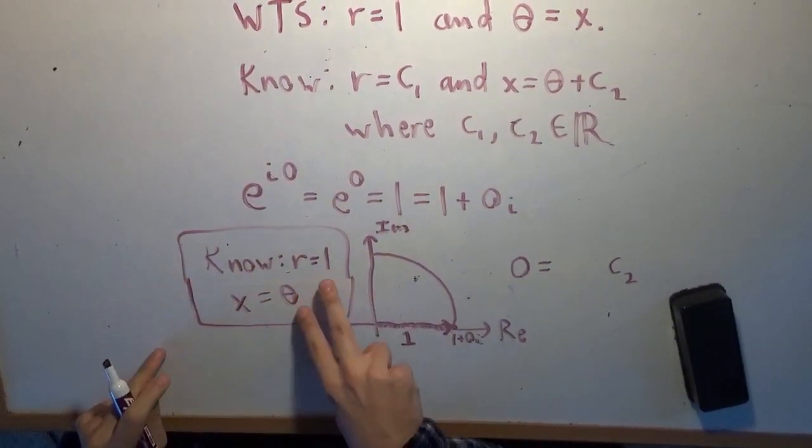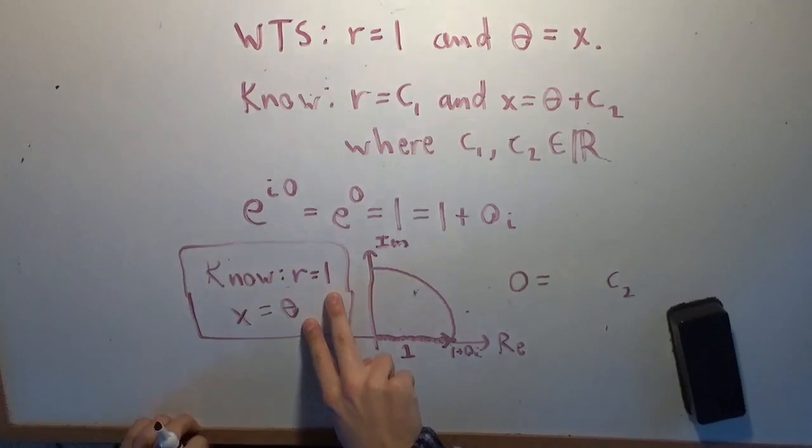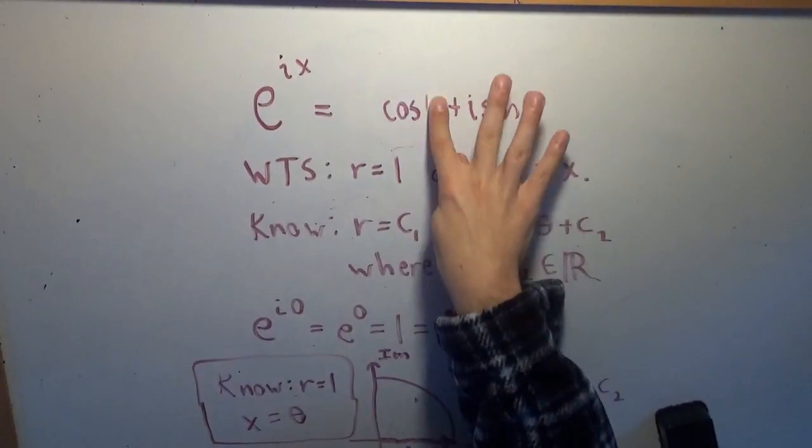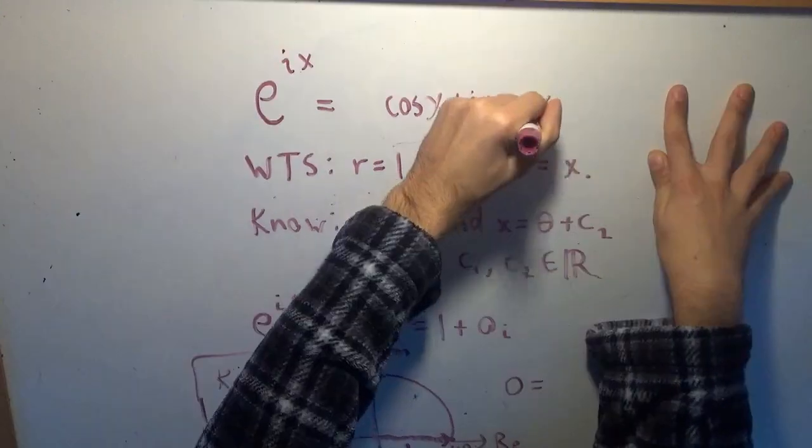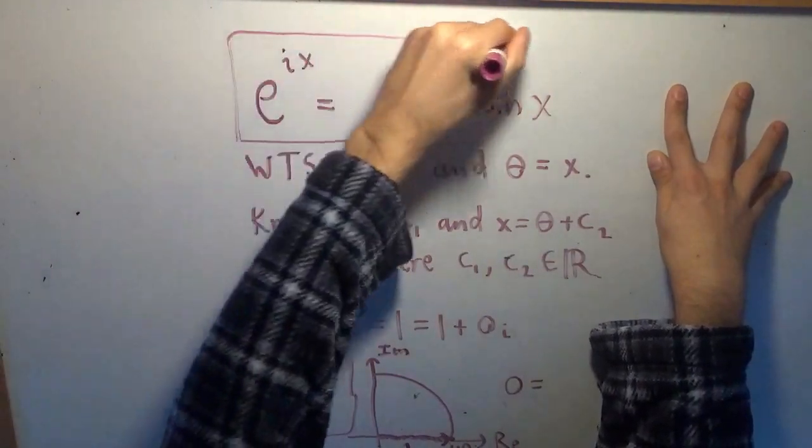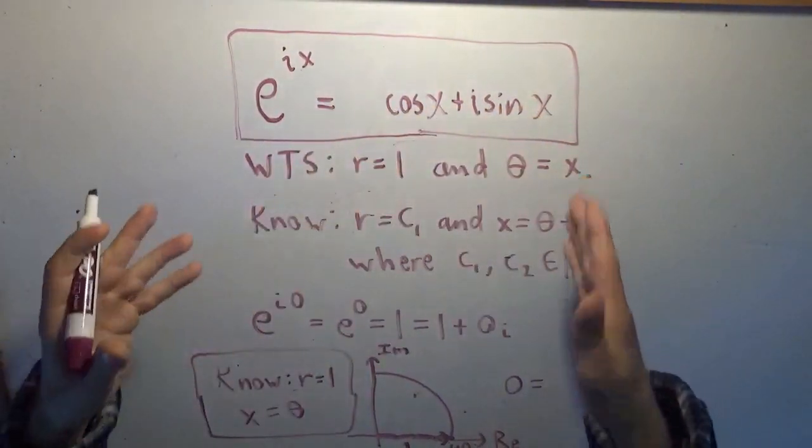So we have proven both of the facts that we wanted to show, and now we can simply replace theta in our formula with x, and we have demonstrated exactly what it is that we wanted to show. That Euler's formula is in fact true.